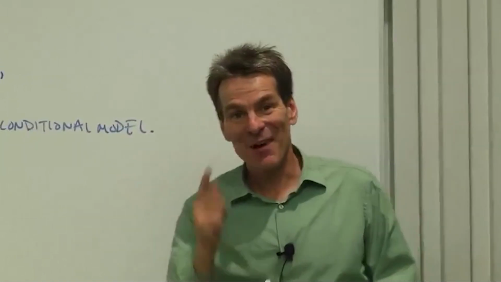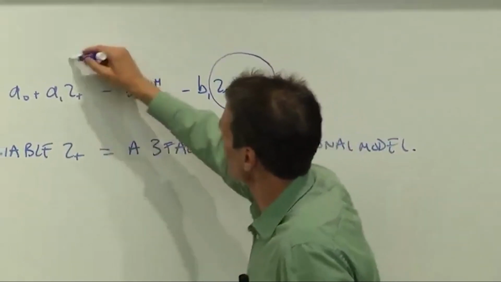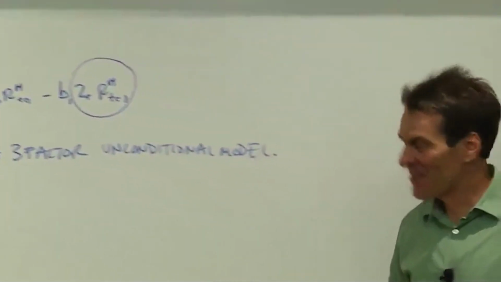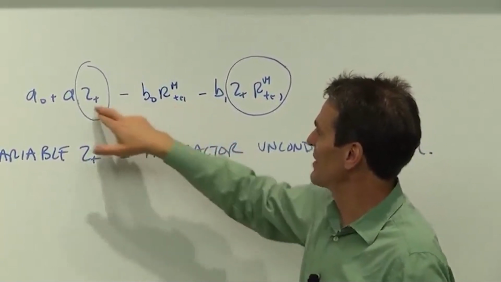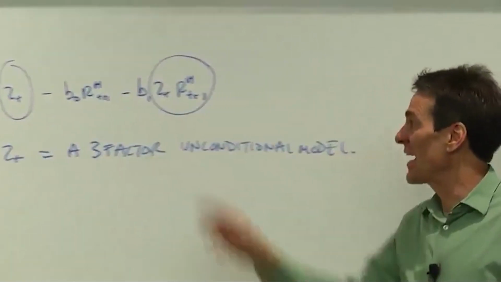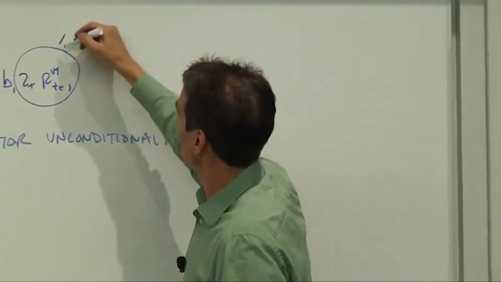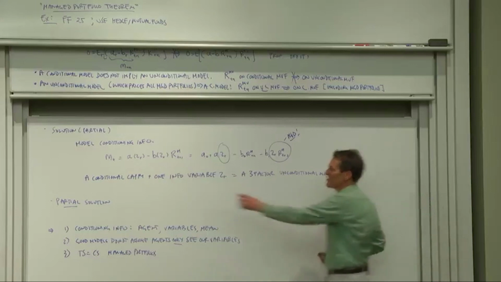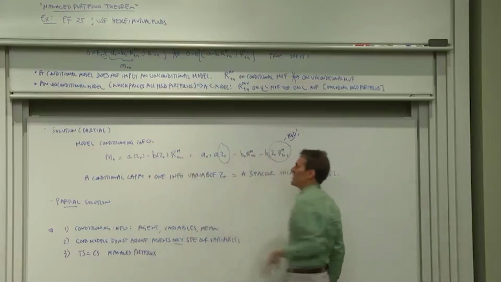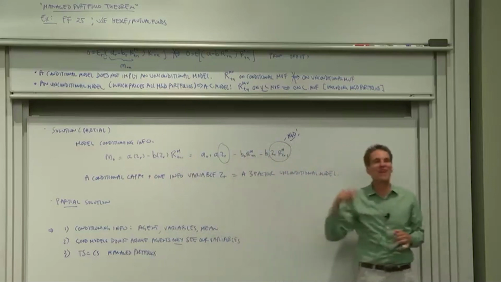But wait a minute, now we've got an unconditional model again. We just have an unconditional model with a few extra factors. Instead of m being a linear function of only the market return, now m is a linear function of also the variables and the product Z_t times R_m, which is another managed portfolio in itself. So a conditional CAPM and one information variable Z_t is equivalent to an unconditional three-factor model.